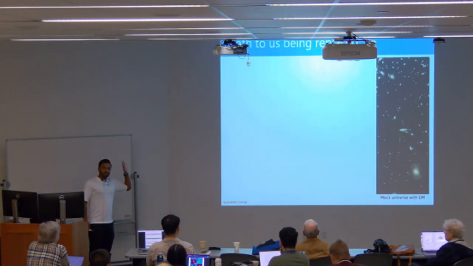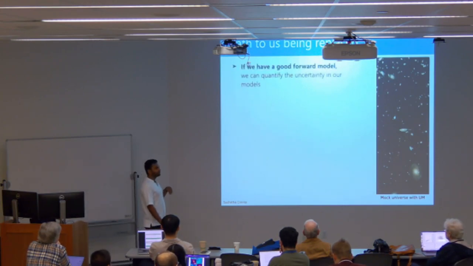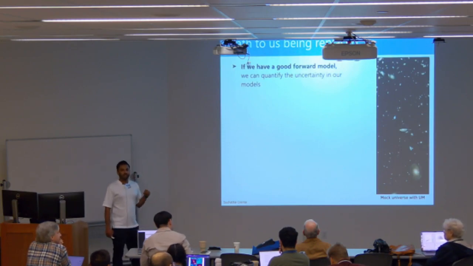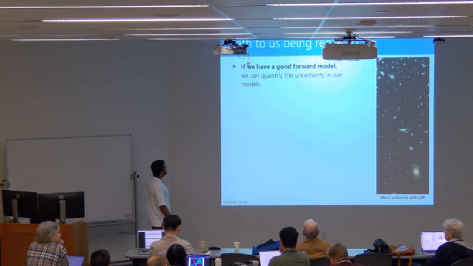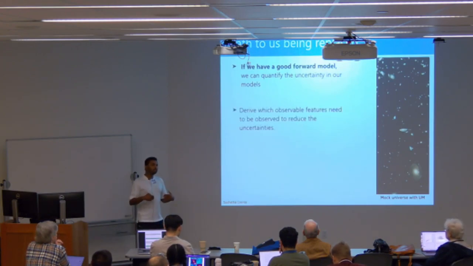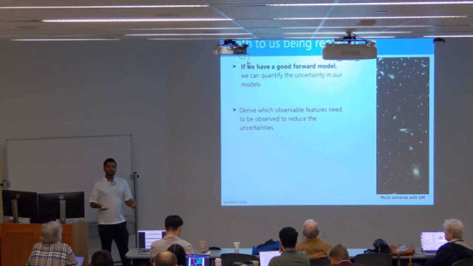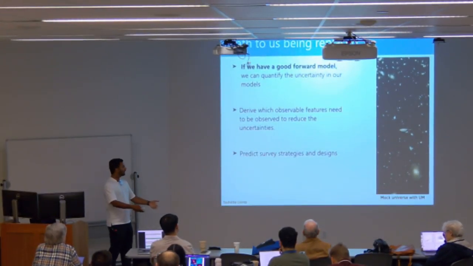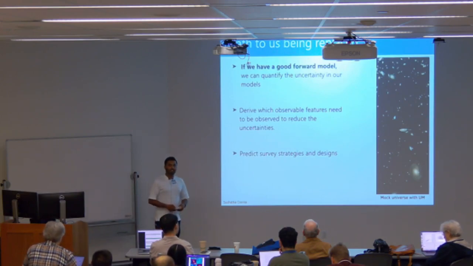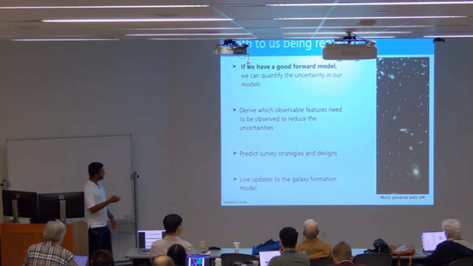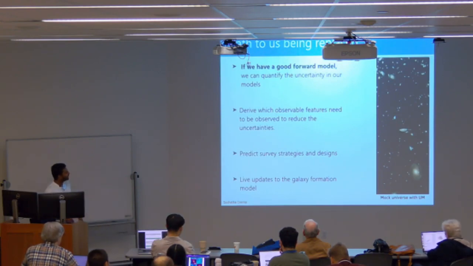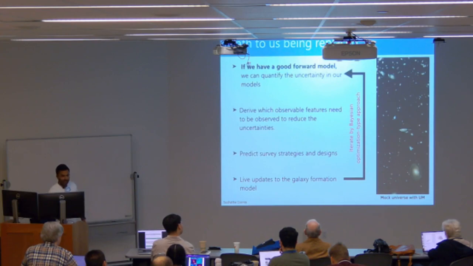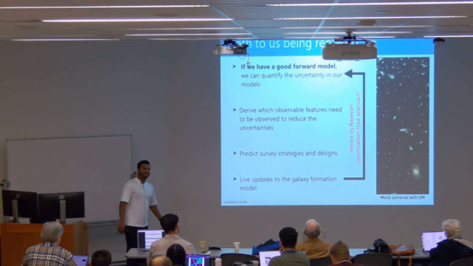Path to us being replaced. So if we can have a forward model, which is a big if, then we can really quantify where we don't know in our galaxy formation parameter space. And that means we can calculate a loss function, essentially, to derive which observables need to be observed in order to reduce these uncertainties. And then, because we have a forward model, we can predict survey strategies and designs for existing or future surveys. And that means live updates, and these models can basically iterate themselves, and our job is done. All right, thanks.